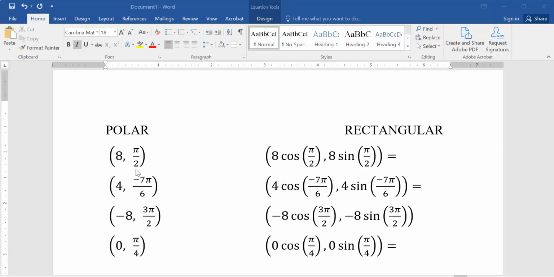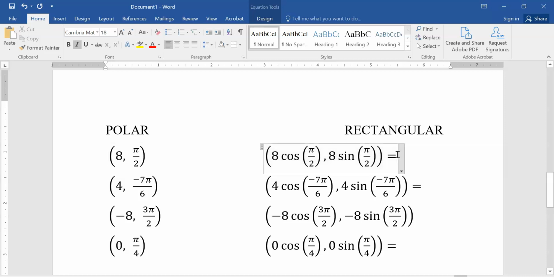Hopefully you went ahead and did that. If you didn't, make sure you do that. So quite simple, 8 as your r value, pi over 2 as your theta value in polar coordinates means that the x value in your rectangular coordinates will be 8 times cosine pi over 2, and your y value will be 8 times sine pi over 2.